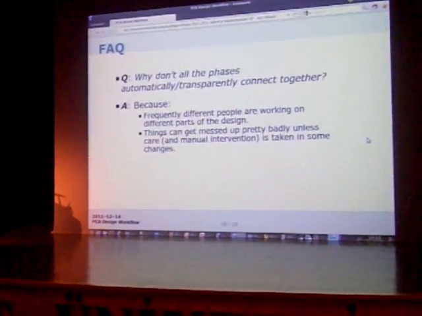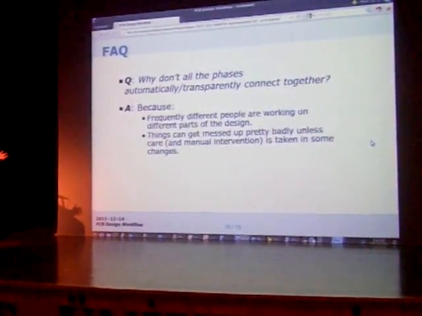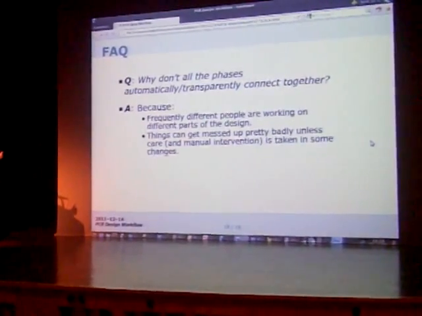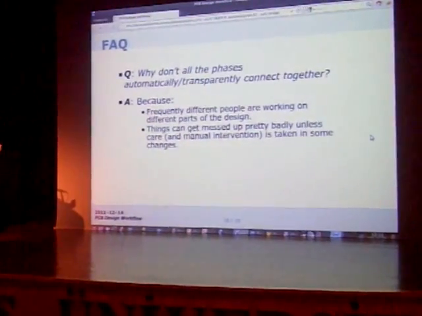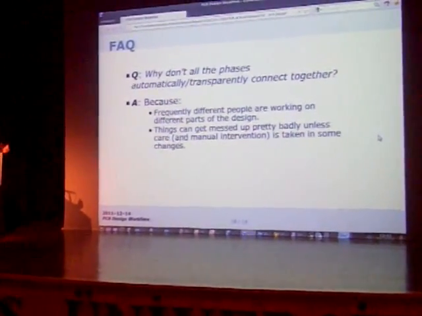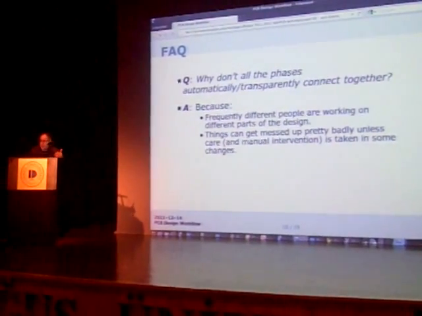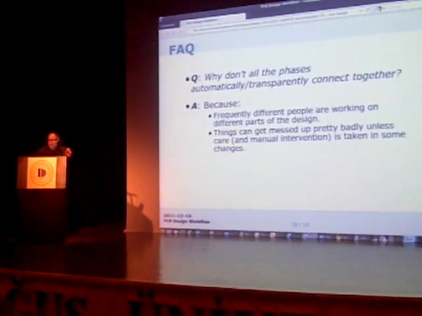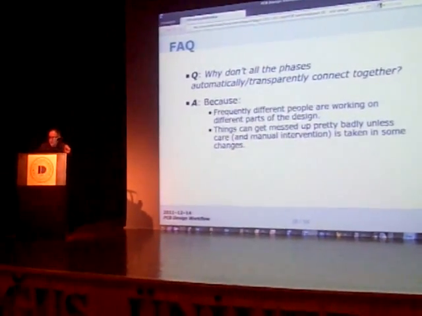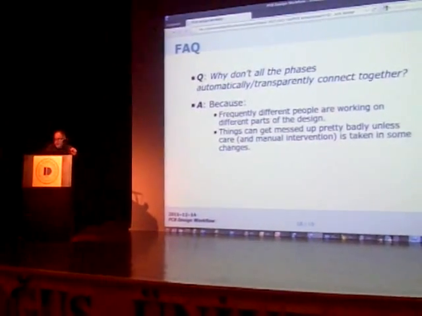Because frequently, different people are working on different phases of the design. That's one reason, or different aspects of the design. The second reason, and this is just something that you see with experience, is that things can get messed up really badly pretty easily unless you take some care in managing the different phases of the process. So it turns out that the most reliable way of propagating these changes across anything other than a small, trivial design is to do it manually.